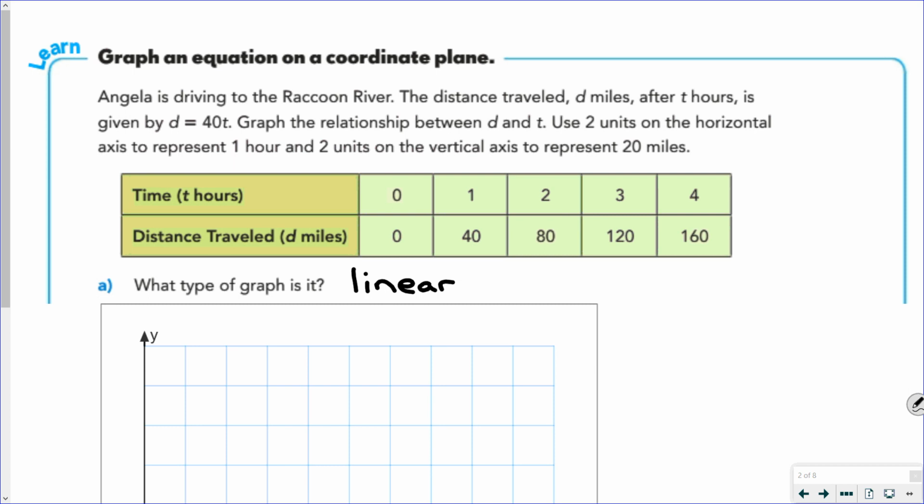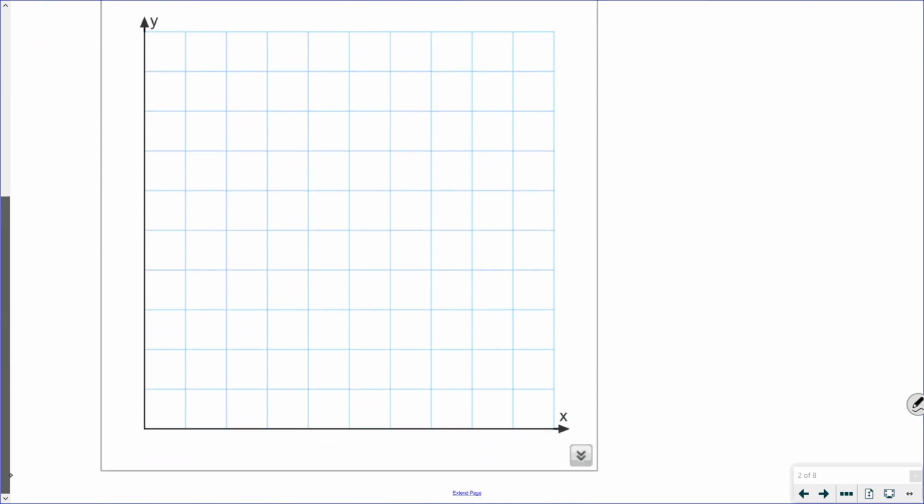So first thing we have to do is set up our coordinate plane. And so we're told that 2 units on the horizontal axis represent 1 hour. So if we come down to our x-axis, we know that 2 units represents 1 hour. So we're going to label every other line. So there would be 1, 2, 3, 4, and 5. And we do have to label because we are going up by a different interval than 1. If every unit represented 1 hour, then we wouldn't have to do any labeling because that's our default setting there.